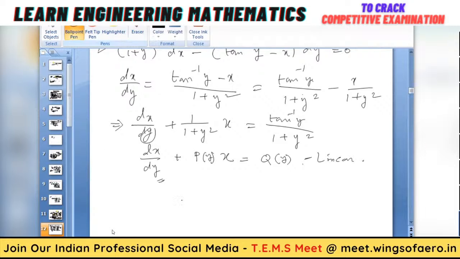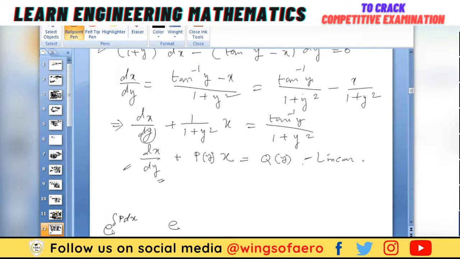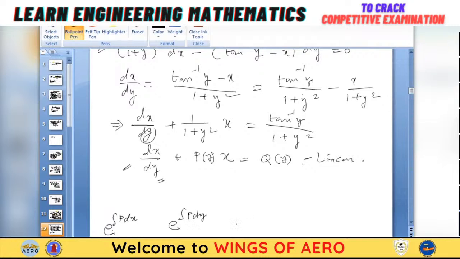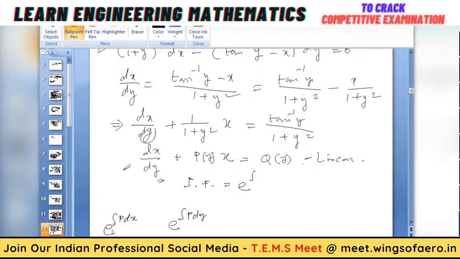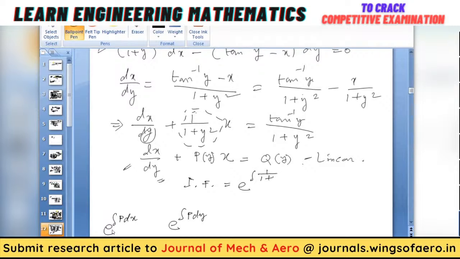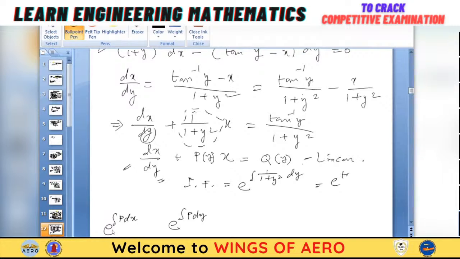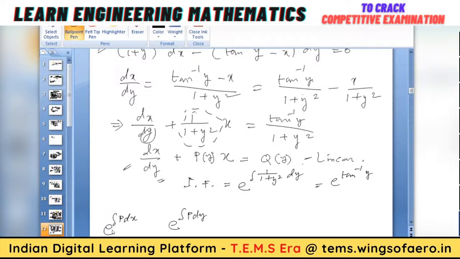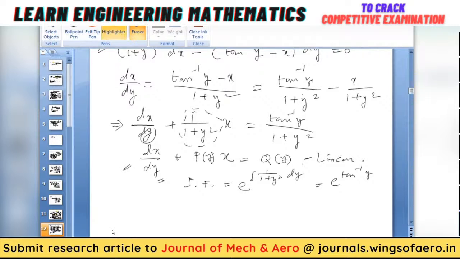So what is the integrating factor here? In case of previous one, integrating factor was e to the power integration of p dx. In this case, the integrating factor will be e to the power integration of p dy, because y is treated as an independent variable here. So it is equal to e to the power integration of p, which was 1 by 1 plus y square dy. What is integration of 1 by 1 plus y square? Tan inverse y, e to the power tan inverse y. Okay, so e to the power tan inverse y is the integrating factor here. Now simply multiply both sides by integrating factor and you can find the solution.